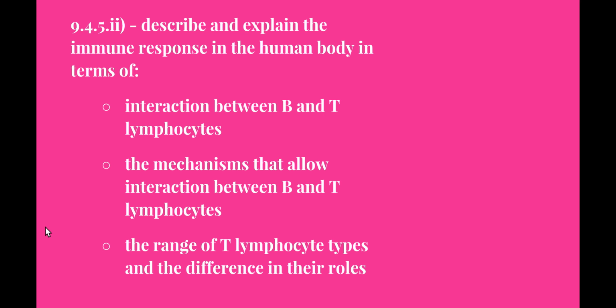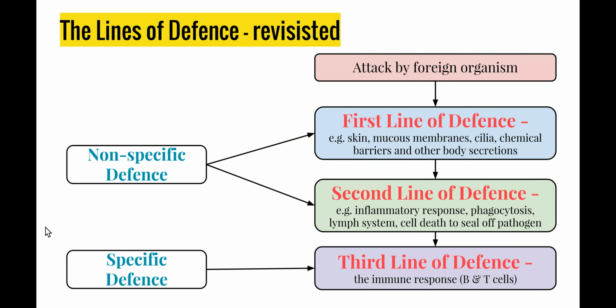Describe and explain the immune system in the human body in terms of the interaction between B and T lymphocytes, the mechanisms that allow the interaction between B and T lymphocytes, and the range of T lymphocyte types and the differences in their roles. So up until now, we've been looking at the first and second line of defense, which we have been referring to as non-specific defense mechanisms.